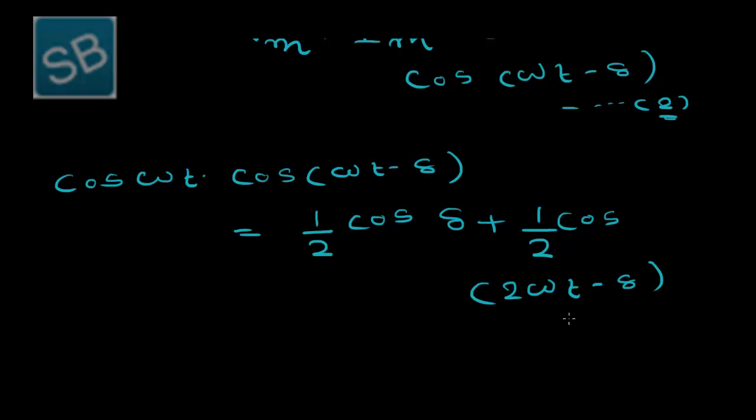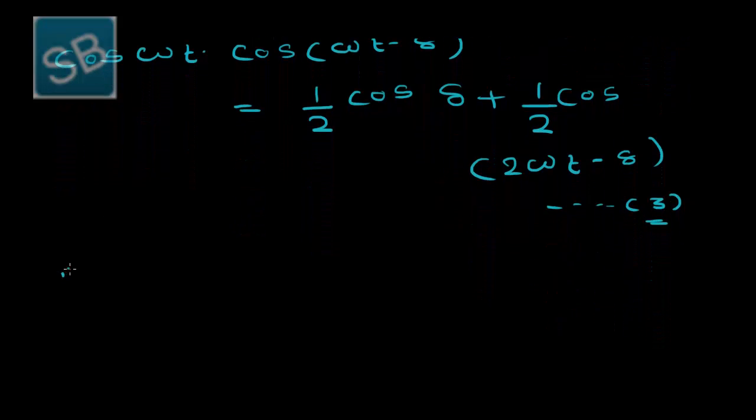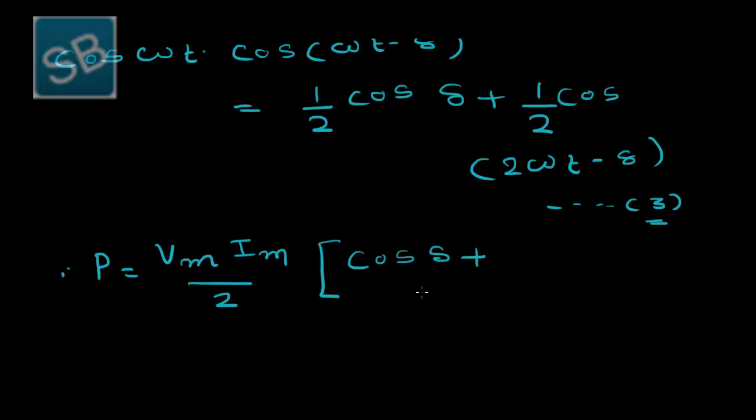Substituting result number 3 in equation number 2, we get P is equal to Vm Im by 2. This is the formula of C into C equal to 2 Cc, so since the 2 was not in the multiplier, on the right hand side I have divided the terms by 2. Now the inner part of the bracket is cos delta plus cos of twice omega t minus delta, and that is equation number 4.